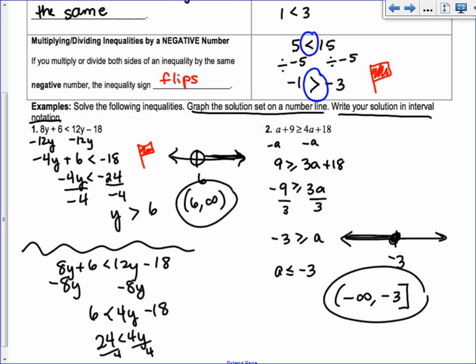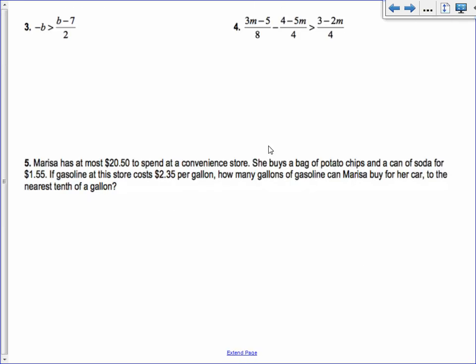All right, so let's try the next one. All right, so we have negative b is greater than b minus 7 over 2. So this one might cause a little fear in your heart. Oh my gosh, there's a fraction. What do you do? So let's get rid of the fraction. So let's multiply by 2 on both sides. So I'm going to have 2 times negative b is greater than b minus 7. So I just multiplied the 2 to the other side.